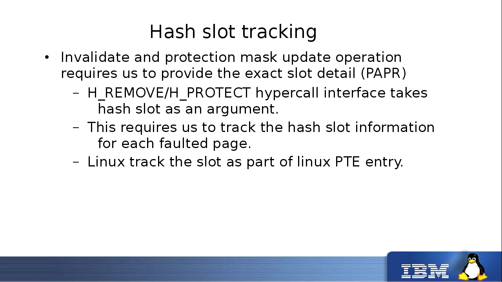Now, where do I track this slot information with respect to each page table entry? The easiest place to track the slot is the Linux page table entry. So what we essentially did is, when we create a Linux page table entry, we took the slot details and put them in the Linux page table entry, because for us, the Linux page table is a software entity. It's not a hardware entity, right? As I said, the Linux core MMU has a generic memory management model. It expects a multi-level page table, and we are free to define our own. So Linux actually tracks the slot as a part of the page table entry.